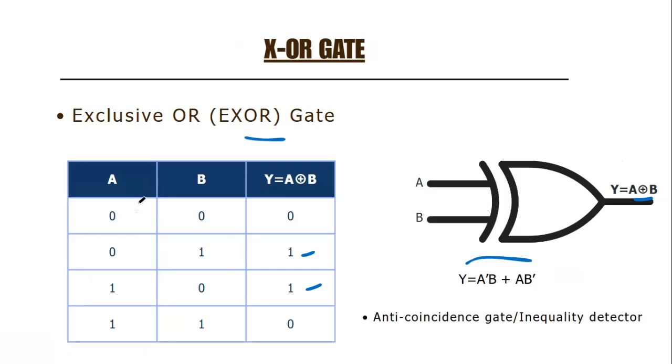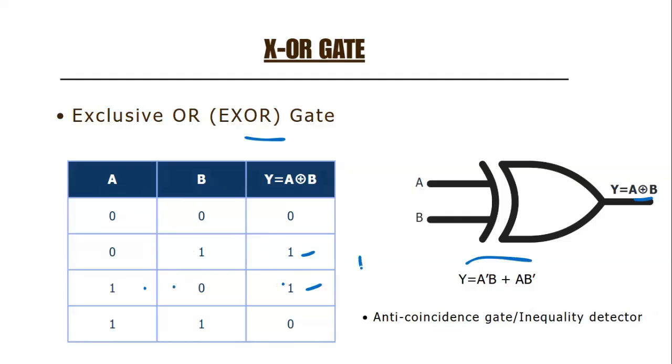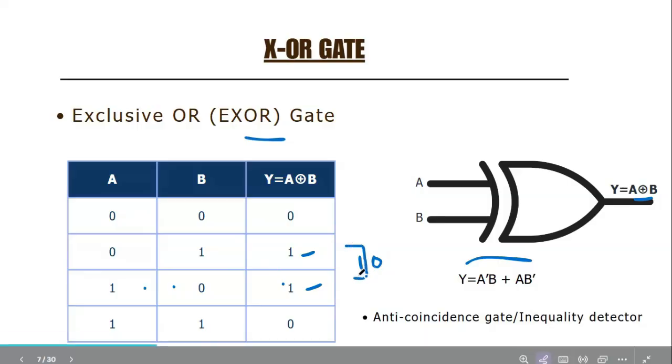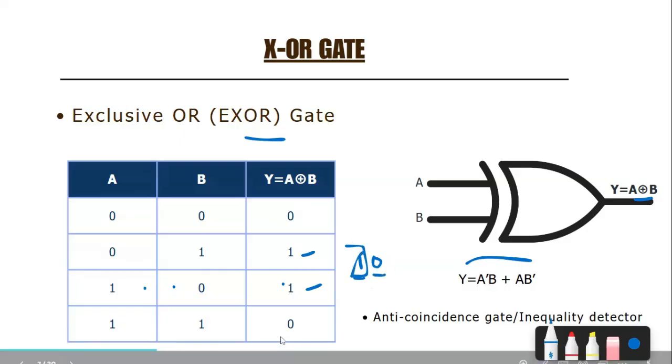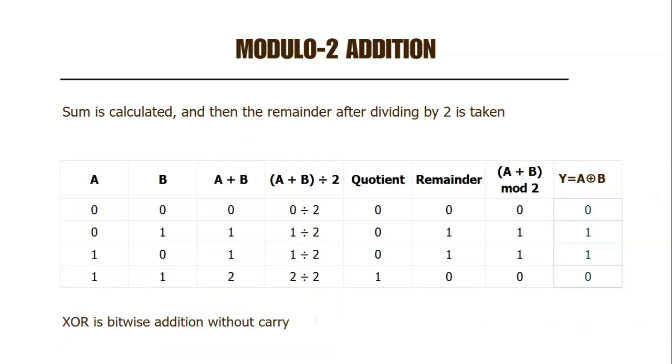In binary, 0 plus 0 is equal to 0. 0 plus 1 equal to 1. And 1 plus 0 equal to 1. And finally, 1 plus 1 gives 0 with a carry 1. And if this carry is discarded, we get 0. Hence, XOR operation is the bitwise addition without a carry.